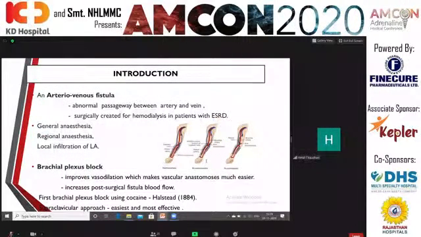AV fistula is a surgically created passageway between an artery and a vein, created for hemodialysis in patients with end-stage renal disease, done under general anesthesia, regional anesthesia, or local infiltration. Brachial plexus block improves vasodilatation, which makes vascular anastomosis much easier, and increases post-surgical fistula blood flow. The supraclavicular approach is the easiest and most effective way. Next, please.